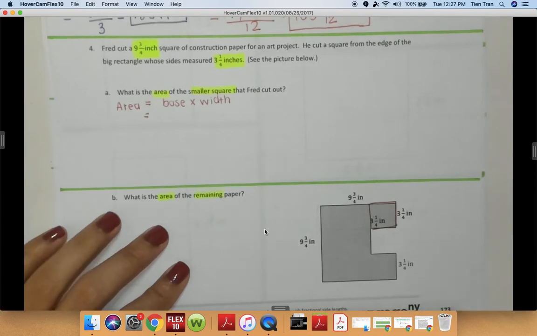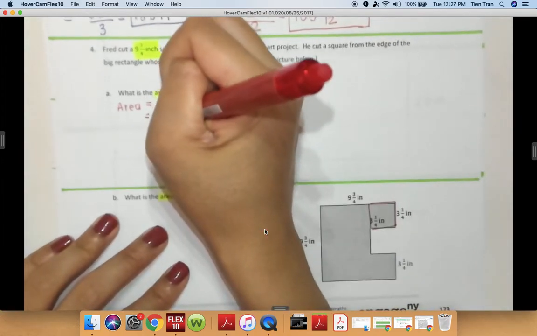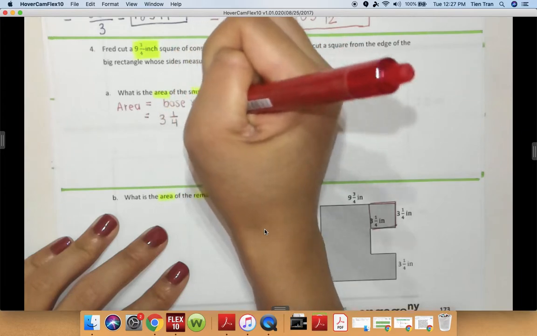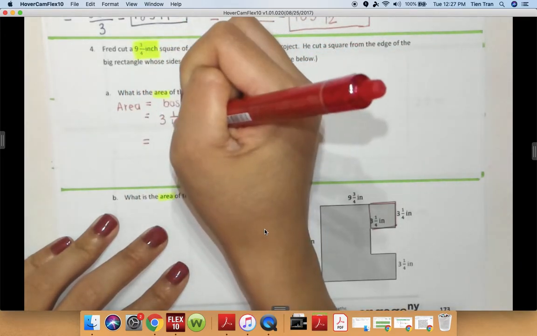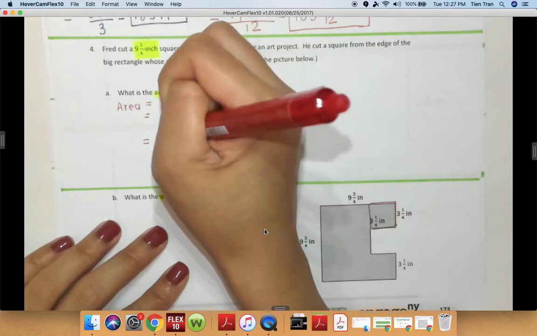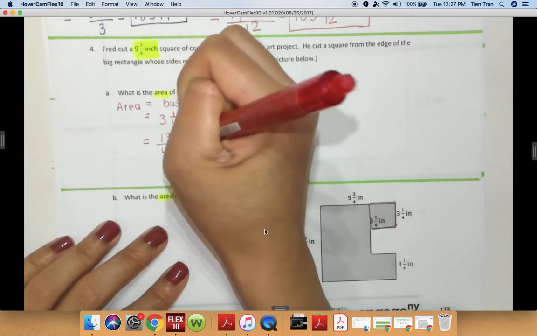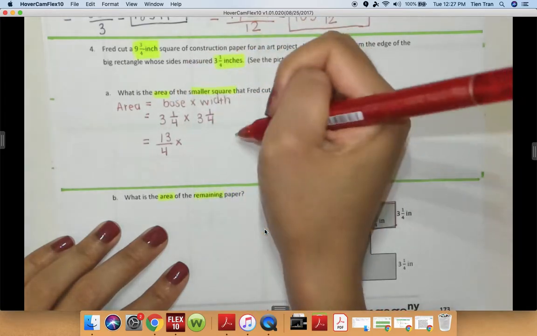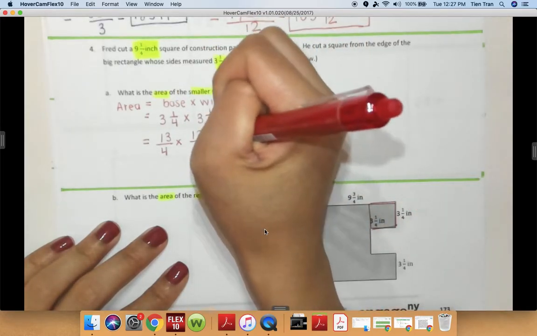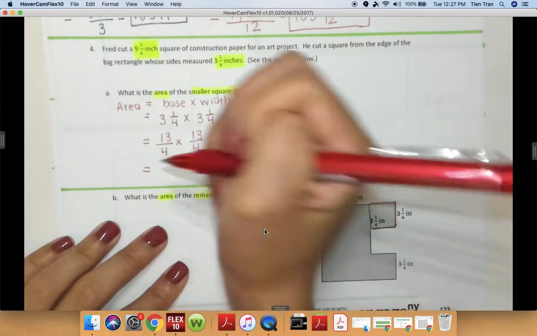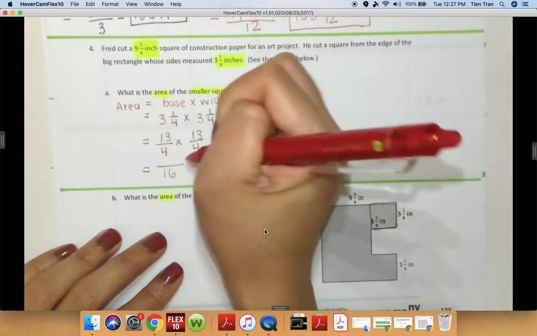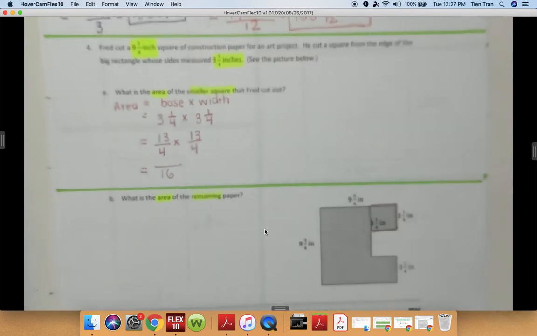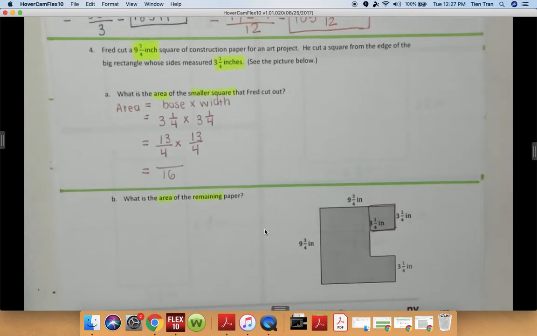Just so you guys can see that. So I'm going to multiply those two numbers together, 3 1/4 times 3 1/4. I know that 4 times 3 is 12 plus 1 is 13 over 4. So 3 1/4 are the same, so it's 13 over 4 for both of them. Now I know that 4 times 4 is equal to 16, but now I need to multiply 13 times 13 to get my answer.